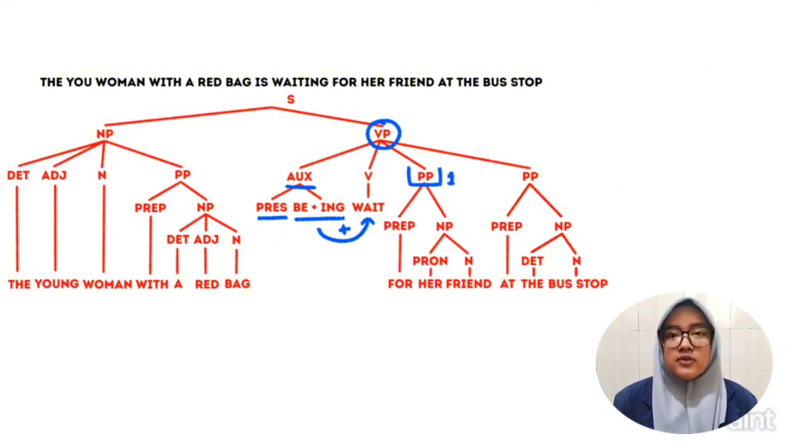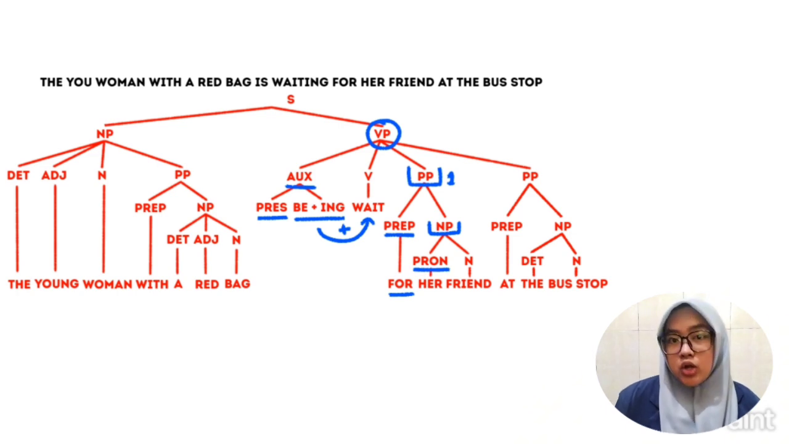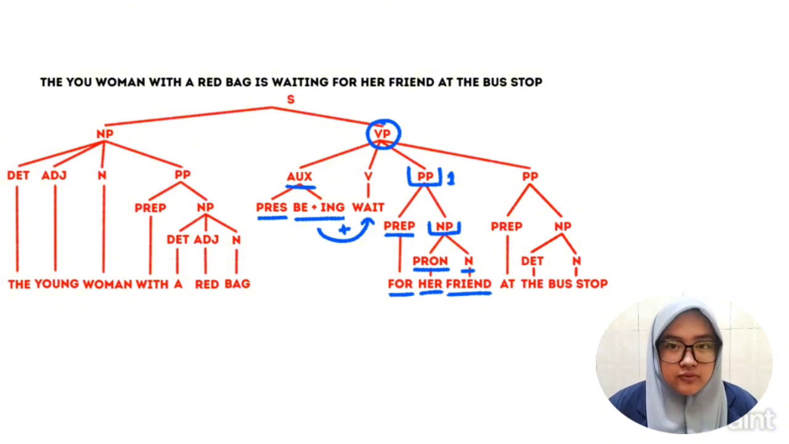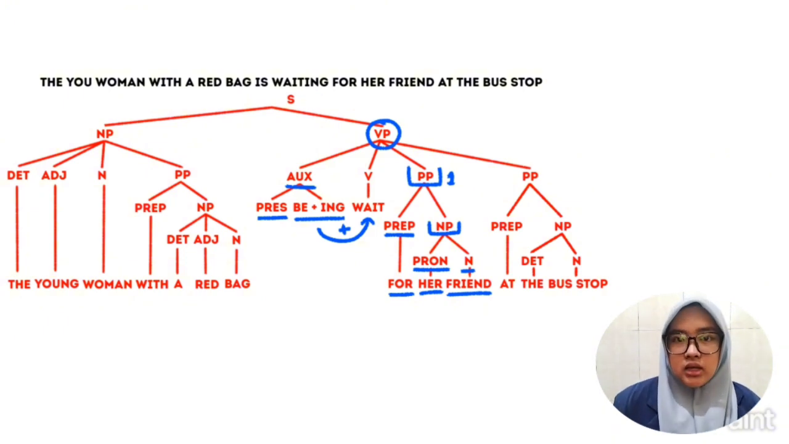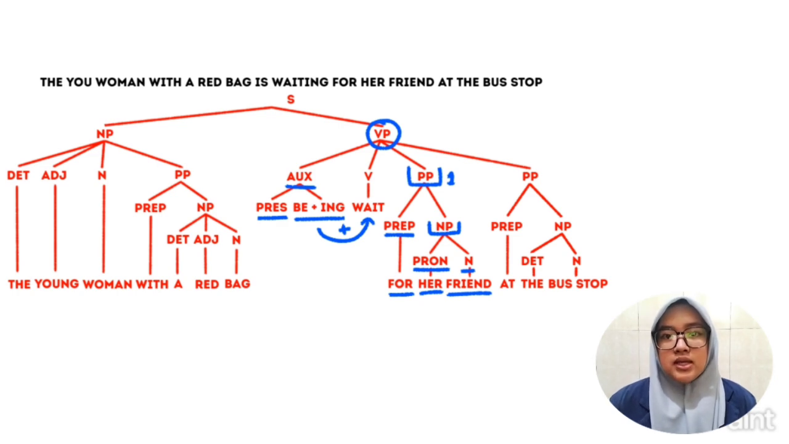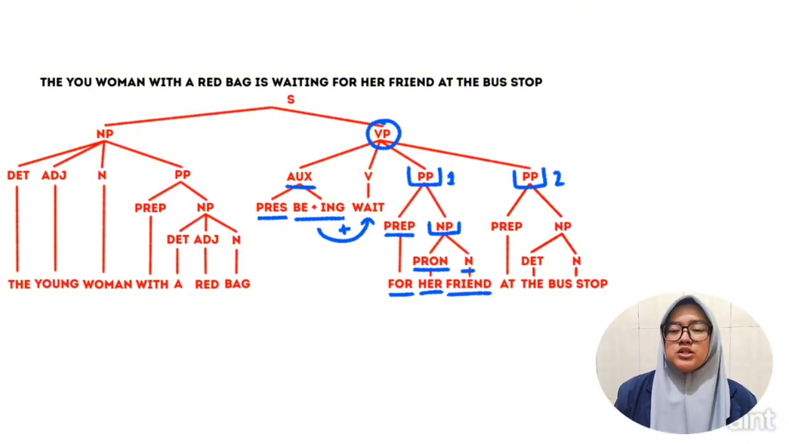The first prepositional phrase is "for her friend." This prepositional phrase begins with the preposition "for," followed by a noun phrase consisting of the pronoun "her" and the noun "friend." And this prepositional phrase functions as a complement of the verb "waiting" because it completes the meaning of the verb by indicating who is being waited for.